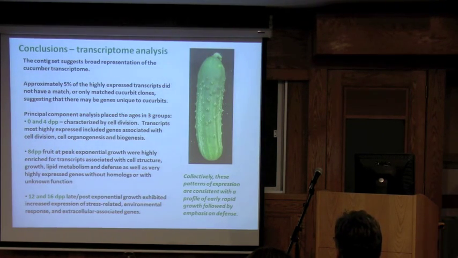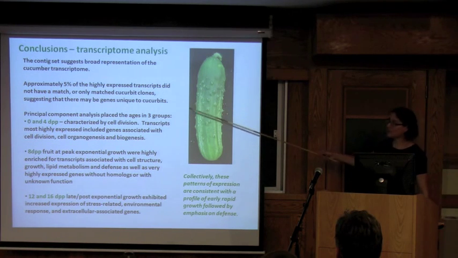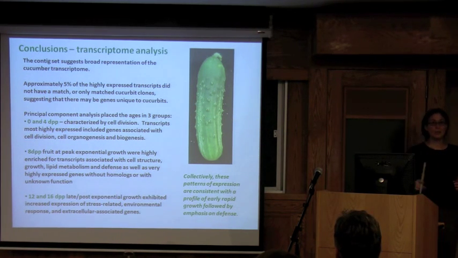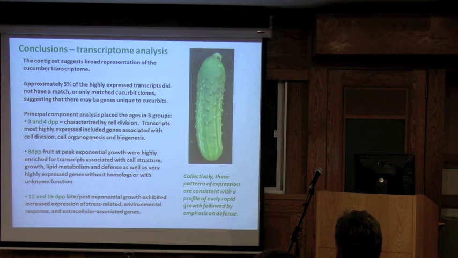So in conclusion, the contig set suggests broad representation of the cucumber transcriptome. Approximately 5% of the highly expressed transcripts did not have a match or only matched cucurbit clones, suggesting that there may be genes unique to cucurbits. Principal component analysis placed the ages in 3 groups.